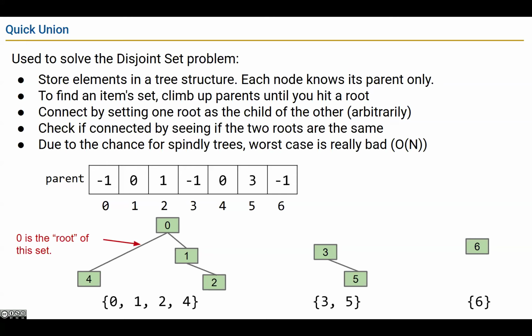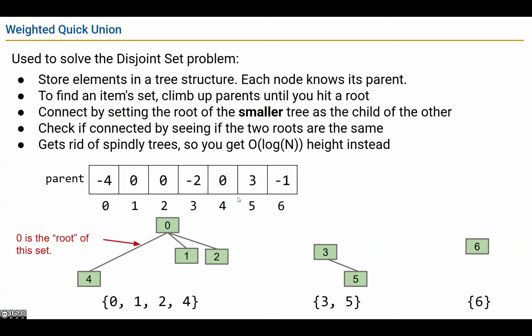As it turns out, this isn't really that good because in the worst case, if you pick the wrong order of connect operations, then you get this really spindly tree that's really tall, and it takes forever to find your items. So we solved this by using a weighted quick union, where we only connect by setting the root of the smaller tree to be the child of the other. So we hang down the smaller tree. That way, we reduce the number of things that get put down at lower levels.